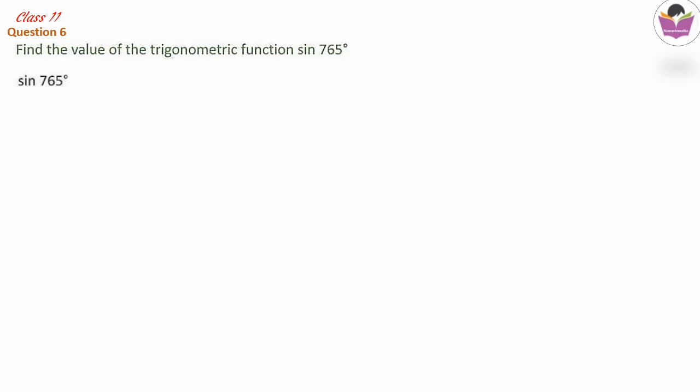So sine 765 degrees. You can see the unit given here is degrees. We know that all our calculations are in terms of radians, so we have to change this degree into radians. Simply multiply by pi by 180. So sine of 765 into pi by 180. There is a common factor here, 45, which we can cancel. When you cancel 45, you get sine of 17 pi by 4.